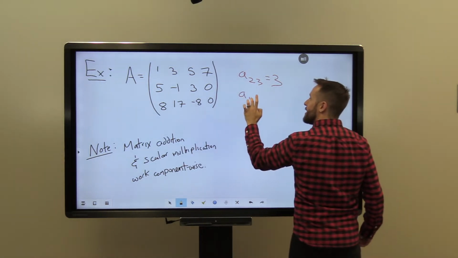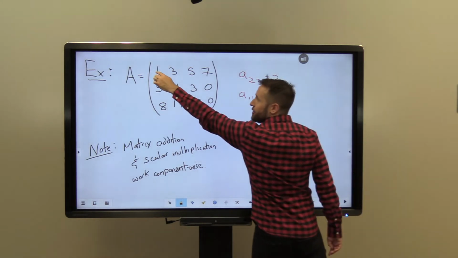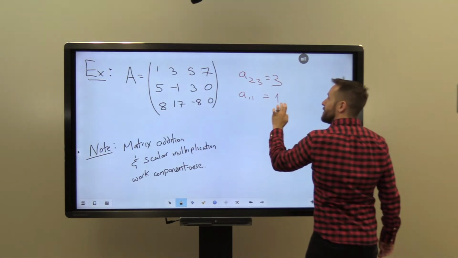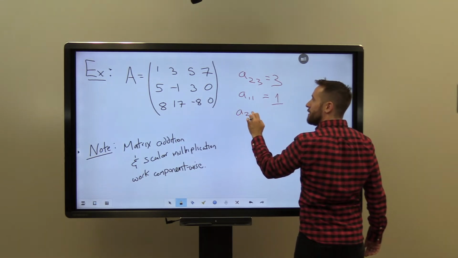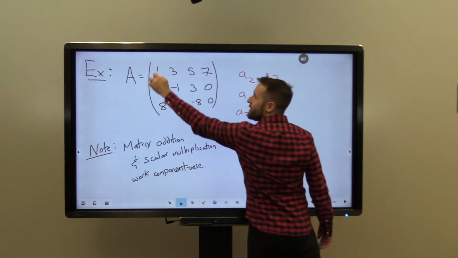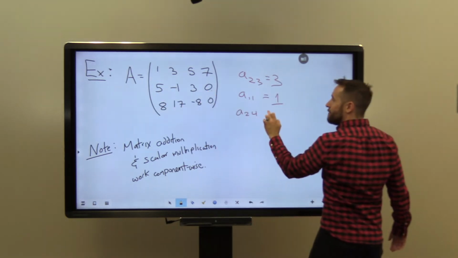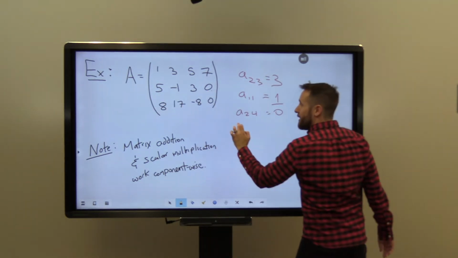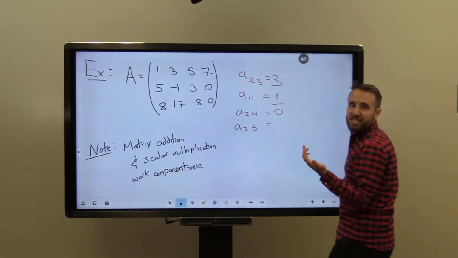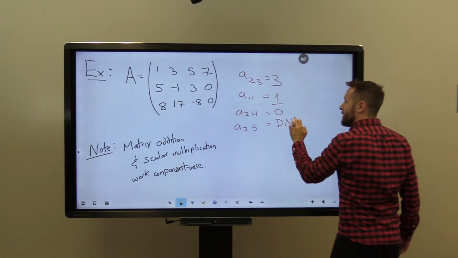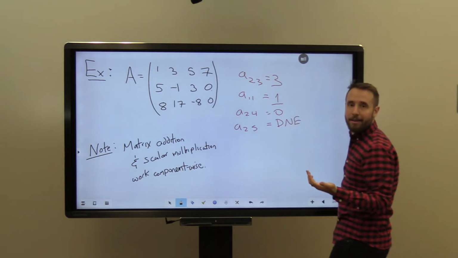Similarly, if we have the A11 entry, that would just be first row, first column, so that's going to be a 1. If we wanted to have the A24 entry, that would be second row, fourth column, and so that would be a 0. And if I said something like A25, that would just not exist, right? Because there is no fifth column in this case.